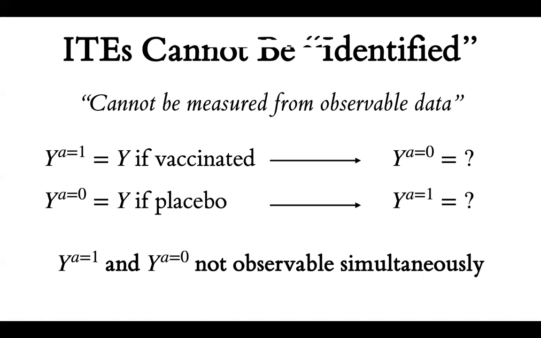And that's what people in causal inference mean when they say something cannot be identified. This means identified as measured from observable data. So that was the ITE. And now we're going to talk about a different estimate for which we have some hope of identifying it or measuring it from observable data.